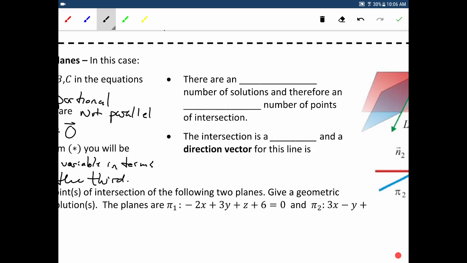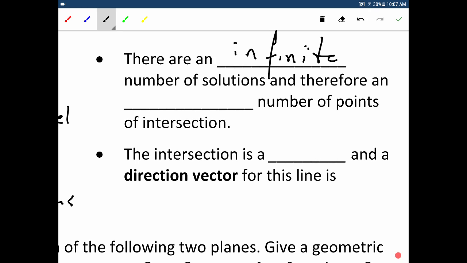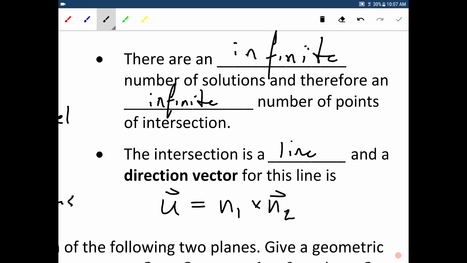There are then an infinite number of solutions. Because of course the solution is a line, so there's an infinite number of possibilities, because lines go on forever, and we can have any value within the line. And thus there are an infinite number of points of intersection, because the entire line is made up of points of intersection. So the intersection is a line. And if we were to try to get the direction vector of this line, we would just take the normal vectors and take the cross product.